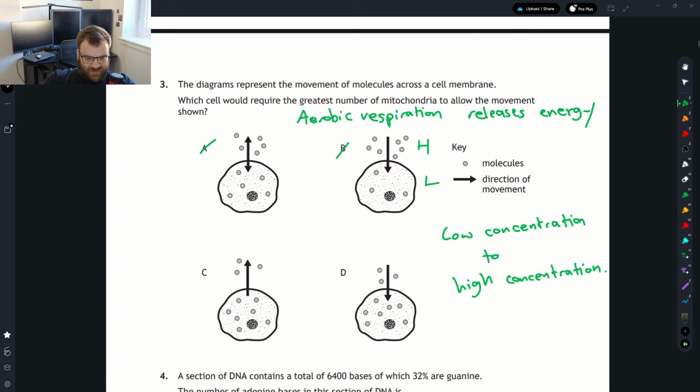That's not our answer. In the next one, we're moving from high concentration to low concentration, so C would be diffusion as well, which must mean D is the correct answer because it's the only one that's moving from a low concentration to high concentration, and that would be active transport.